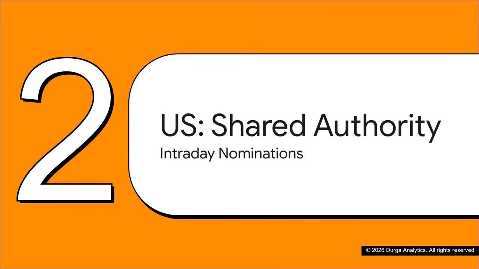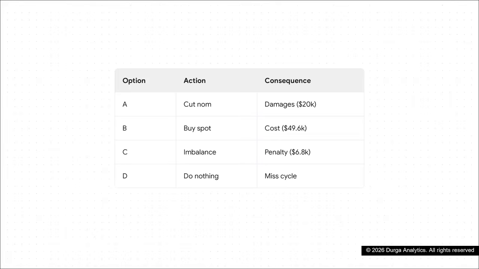Okay, moving to Section 4, U.S. Nominations and Shared Authority. Let's pivot to the North American market and look at intraday nominations, because the structure fails a bit differently over there due to the completely unforgiving intraday nomination clock. When a supply counterparty confirms short right before the deadline, say 20 minutes before the cycle cuts off, desks face some severe time pressure. Here are the options on the table.